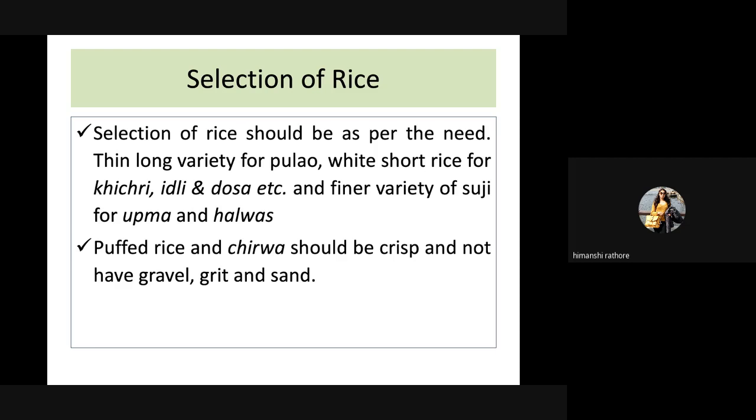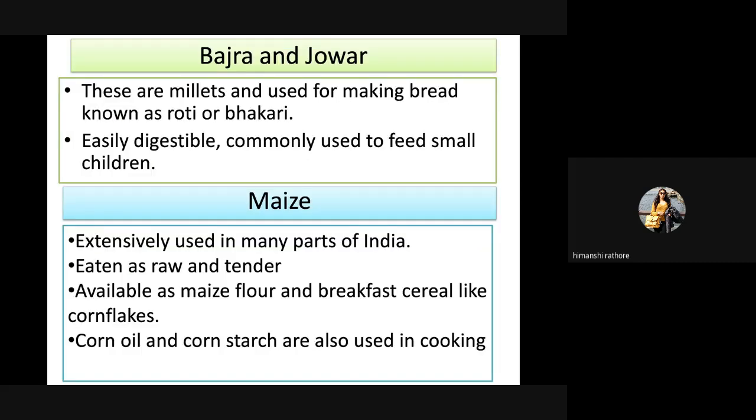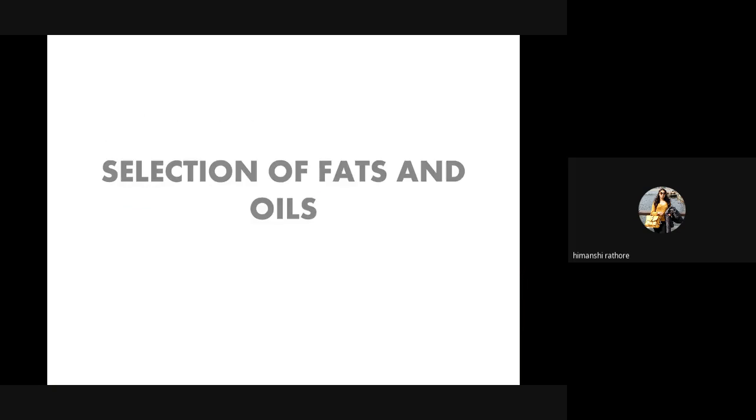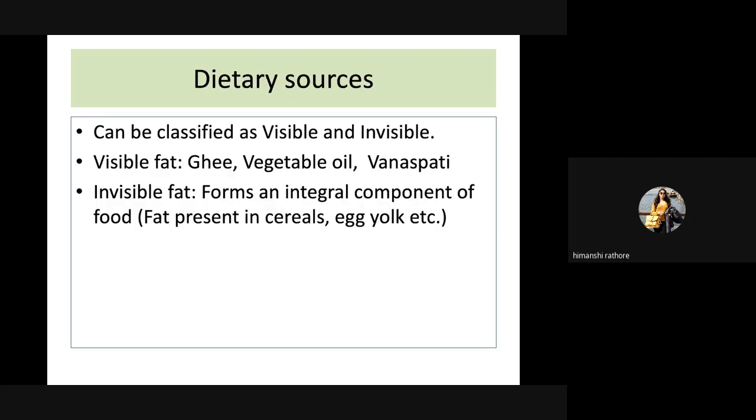They should be crisp in nature, and there should not be any moisture on them. They should be crispy, and the appearance should be good. There should not be any dirt or foreign particles. So this is all about the selection of rice. Then we talked about millets. Which millets are available in India? Bajra, jowar, maize, ragi. These four millets are there. And we talked about the selection of fats and oil. Then, as I discussed, fats are of two types, visible and invisible.